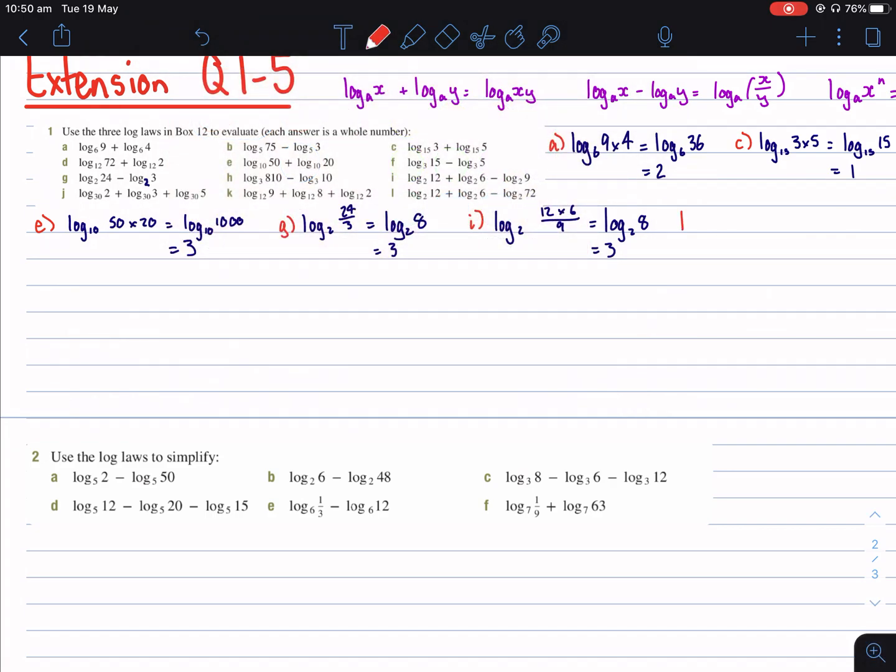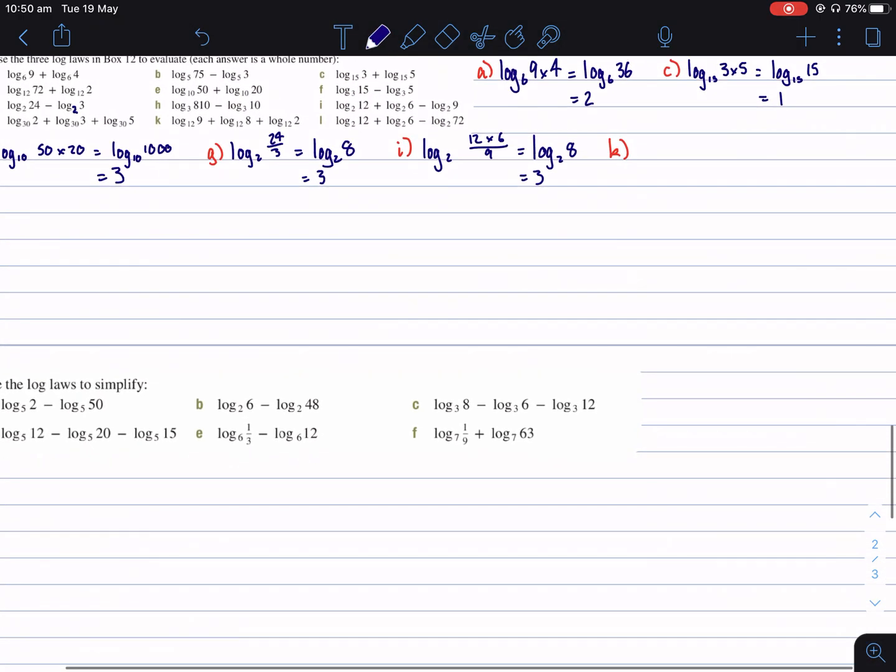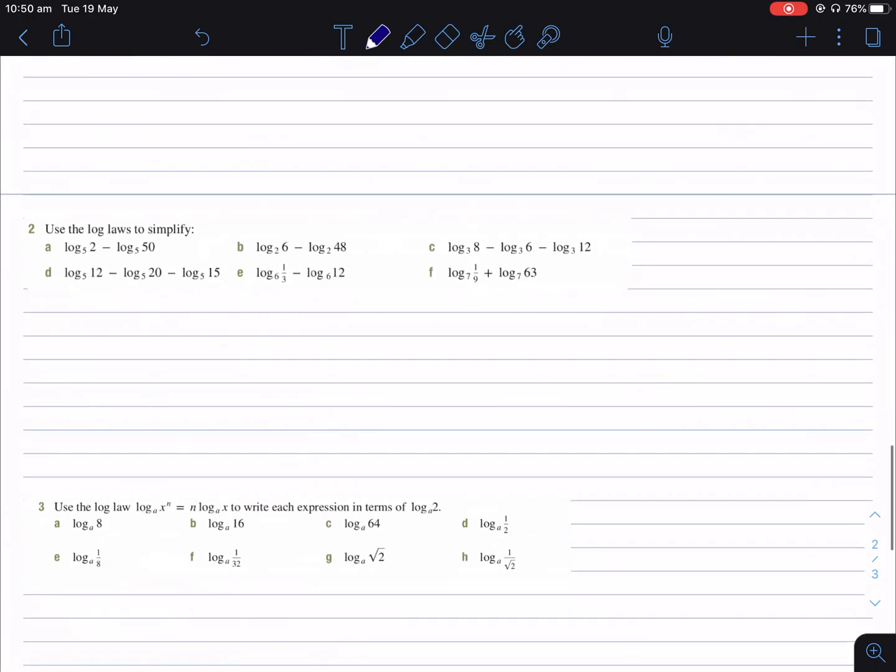H, I, J, K. This time we've got log base 12 of 9 plus log base 12 of 8 plus log base 12 of 2. So that's log base 12 of 9 times 8 times 2. So that's log base 12 of 72 times 2, 144. And if I've written 12, not just 2, 12 to the what equals 144? Yes, it's 12 squared. So they're really not that hard, are they?